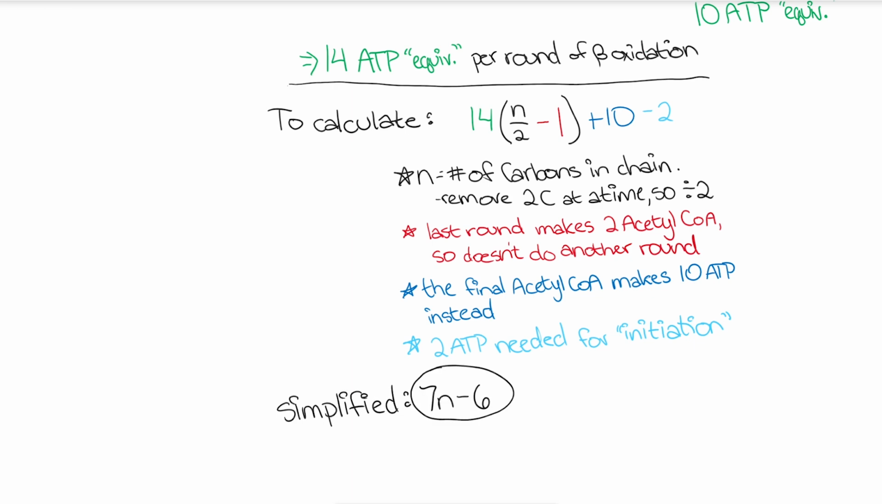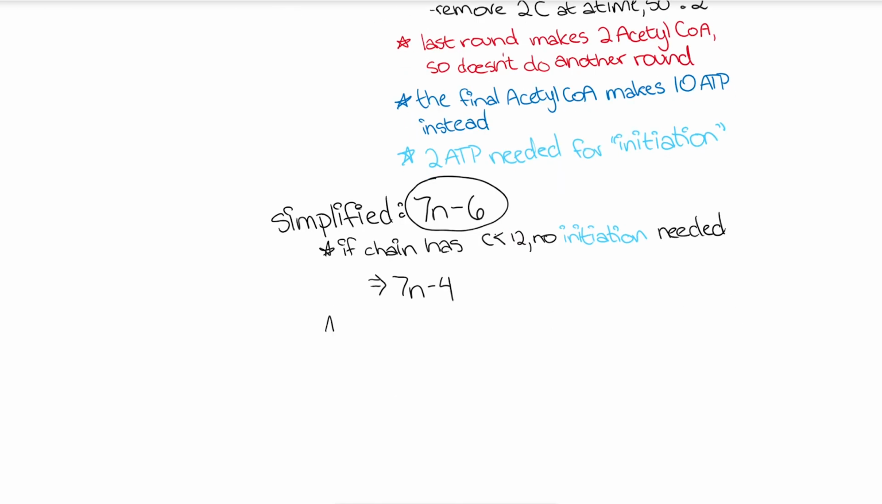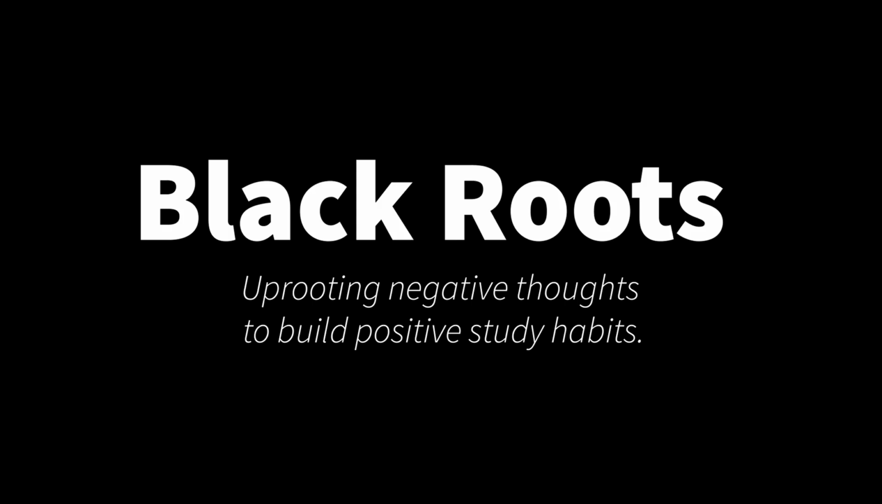So you can use this equation every single time to figure out the ATP yield if the carbon chain has between 12 and 22. If there's less than 12, then you don't need initiation, so it's just 7N minus 4. And if it's more than 22, you have to use peroxisomal oxidation, which is a different math completely.